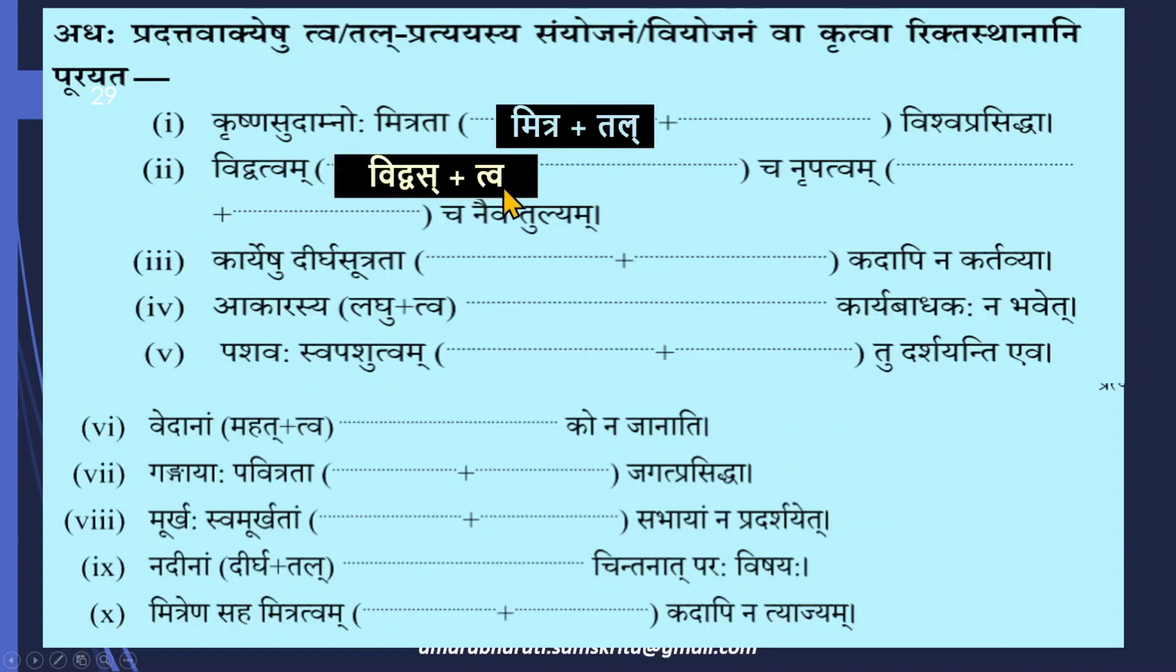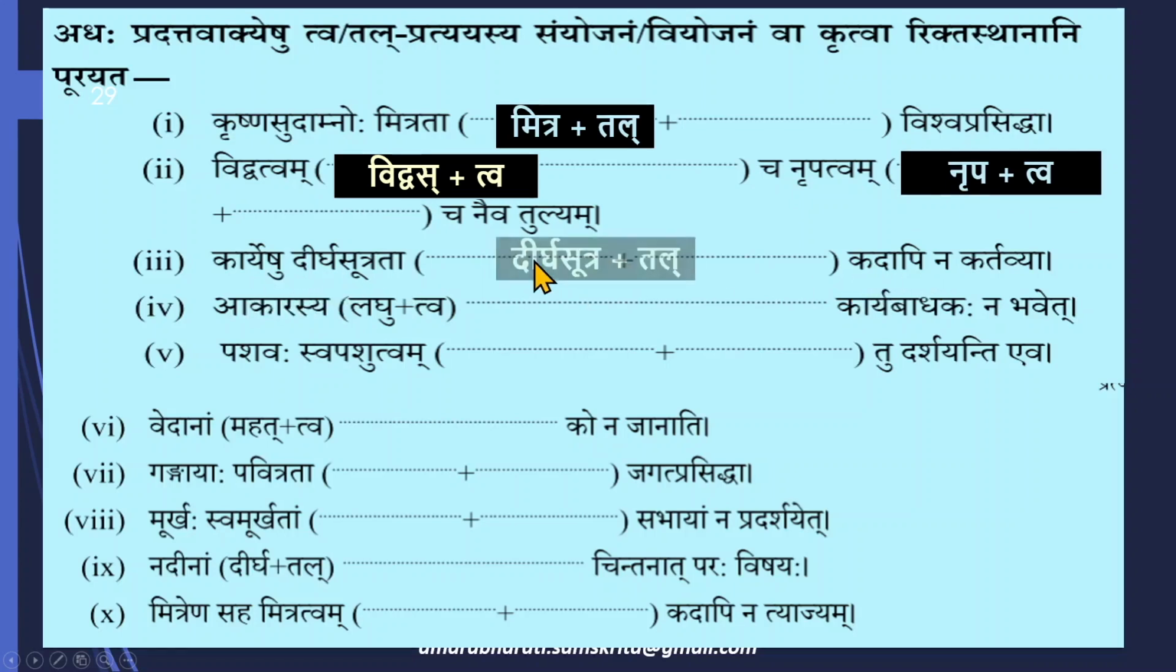Vidvatvam, Vidvas plus tva. Cha Nripatvam, Nripa plus tva. Cha Naiva Tulyam. Scholarship and kingness can never be compared. Karyeshu Dirgha Sutrata. Kadapi na kartavya. Dirgha Sutra plus tal. You should not prolong any activity, is what it is telling. Akarasya Laghutva. Laghutvam Karyabadaka na bhavet. If a person is short, it should not become an impediment for him doing the work.